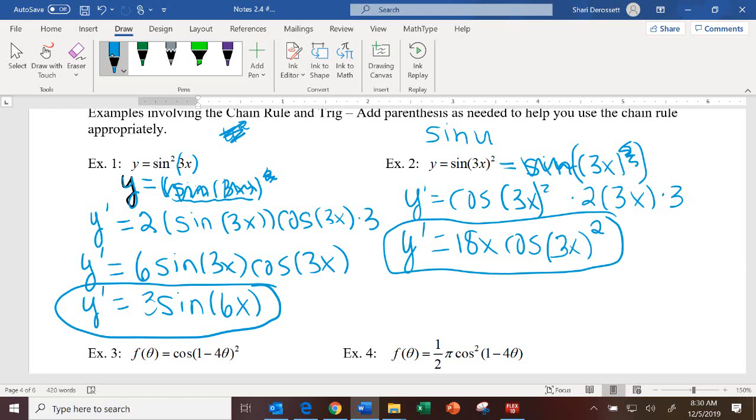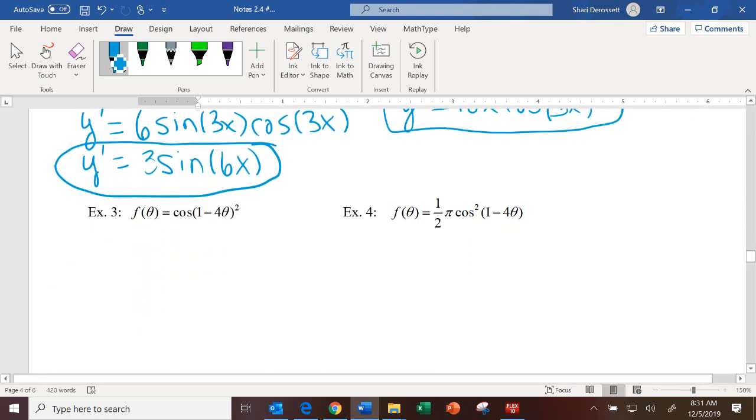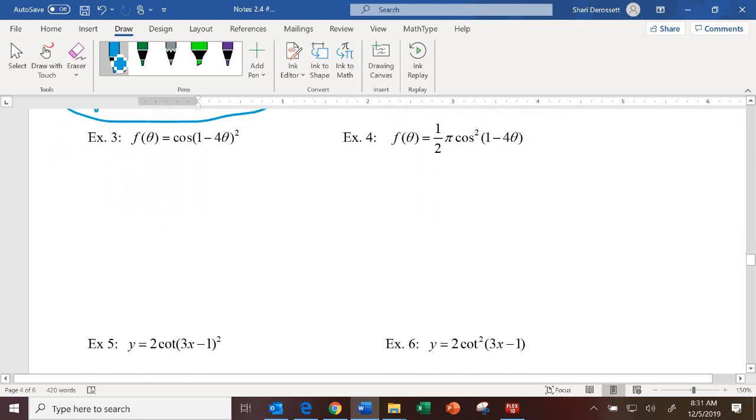What's another thing you could have done at the very beginning? You could have just squared that whole angle. What would you get if you squared that whole angle? 9x squared. And you could have done the problem that way, and you would still have gotten the same answer. It's just that you have to be consistent with the way that you apply that rule, that chain rule.